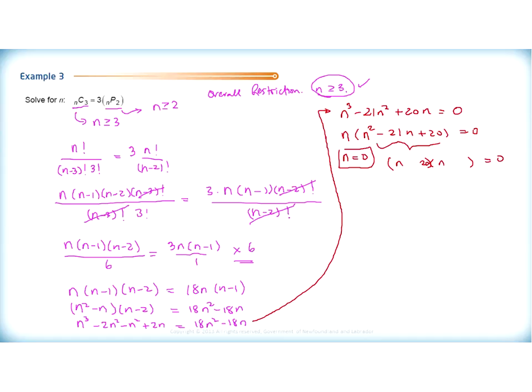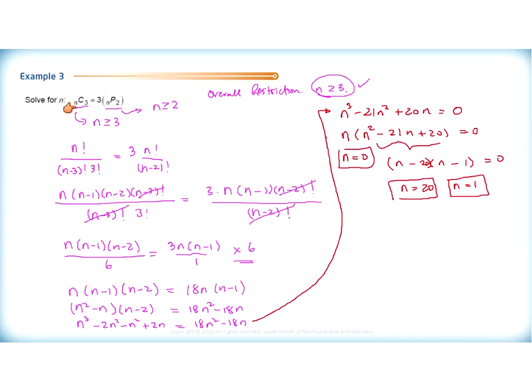n, 20, and 1. I got a negative 21, so both of these would have to be negative. And I get n is equal to 20 for another solution, and n is equal to 1 for another solution. So there are my three solutions for n. But we need to remember that our overall restriction indicated that n has to be greater than or equal to 3.